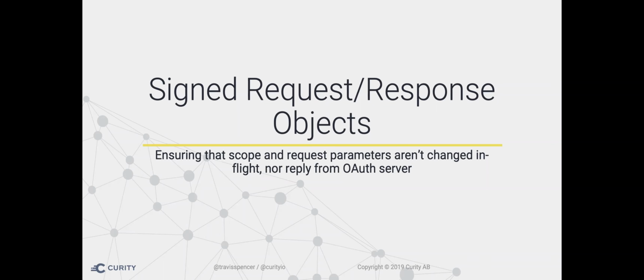And this is done using the OAuth and OpenID Connect specifications, in particular the parts where all of the request parameters are sent to the OAuth server as a JWT or as a URL, where Curity will go and fetch from the client all of those parameters as a JWT.